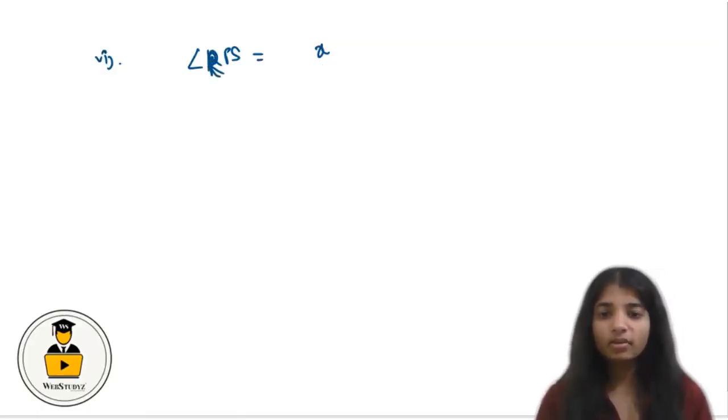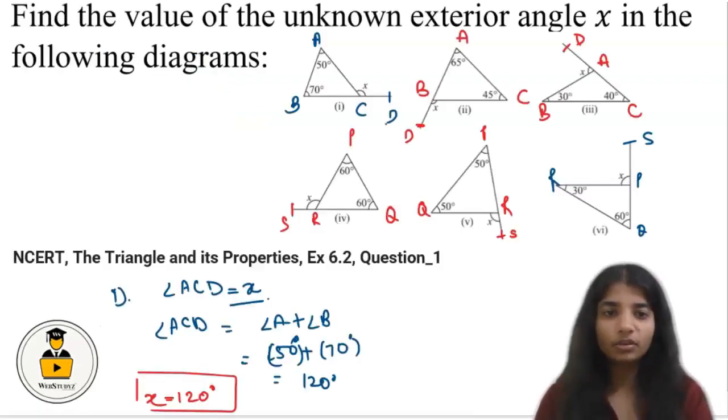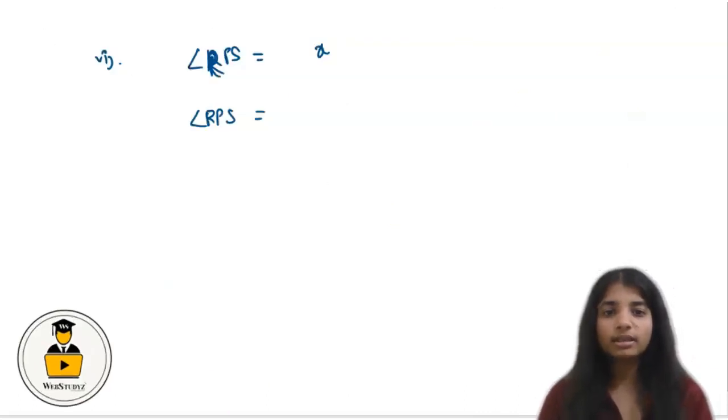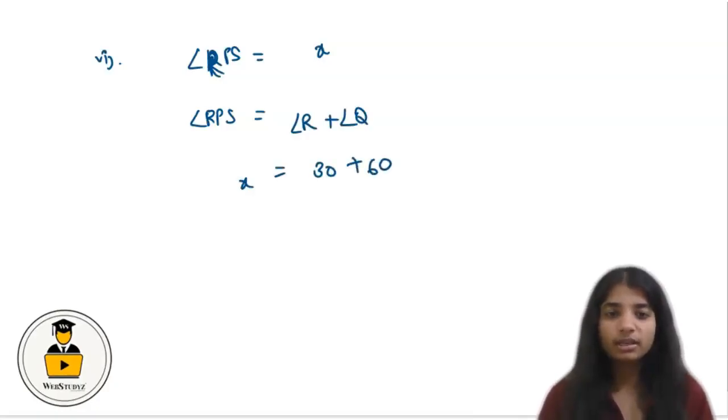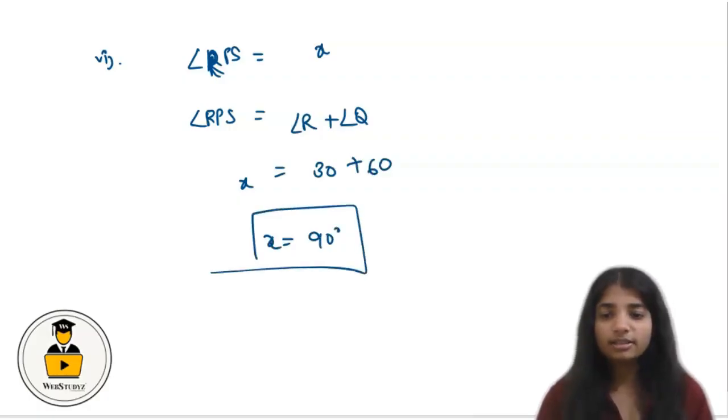As we know that the exterior angle is equal to the sum of the interior opposite angles, we can say that the angle RPS is equal to angle R plus angle Q. Angle R is 30 and angle Q is 60. So x is equal to 30 plus 60. Solving this, we get the value of x equal to 90 degrees. So this is the answer to the given question.